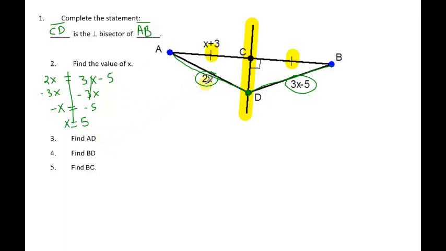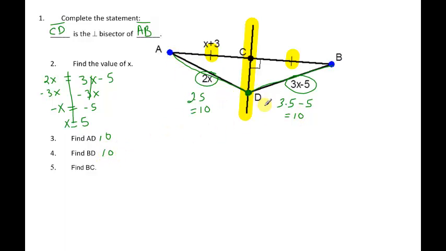What's the distance from A to D? Well, of course, if x is 5, then 2 times 5 is going to give me 10. So from A to D is 10. Next one, find the distance from B to D. That's right here. Let's plug in that same value. x is still 5, so it's 3 times 5 minus 5. That's 15 minus 5, which is 10. And so again, just notice those guys match.